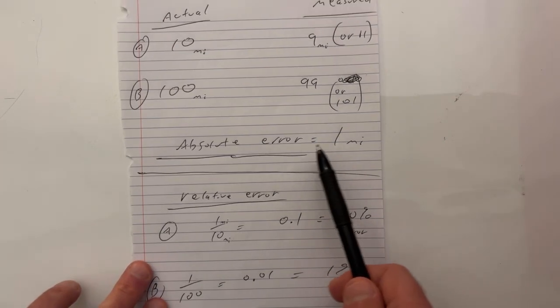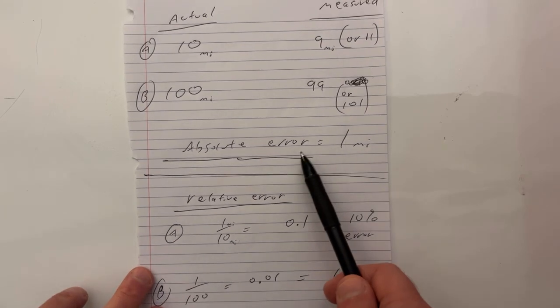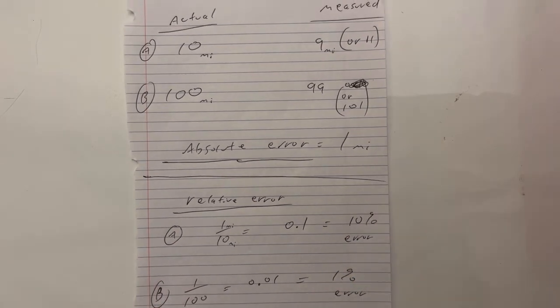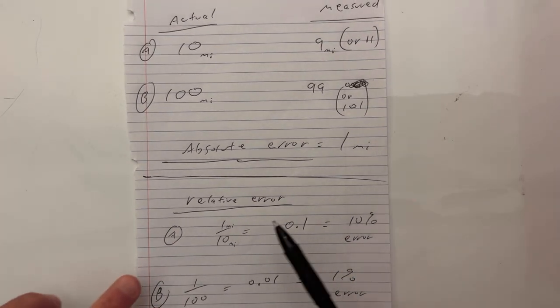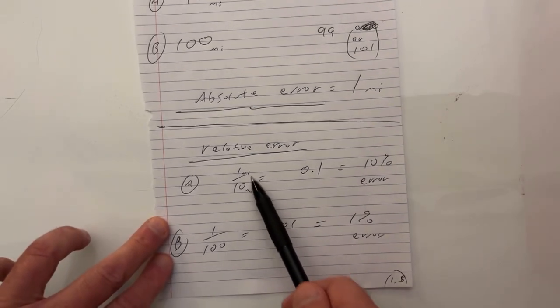Then the absolute error is 1 mile. And the absolute error will have a unit of mile, because that's how much we're off. But then when you do relative error, it's mile divided by mile, so they cancel.